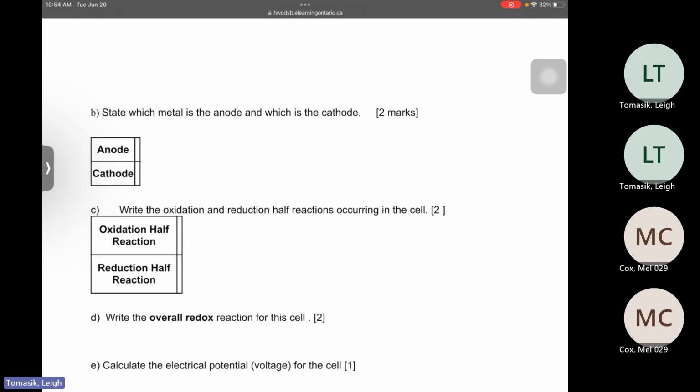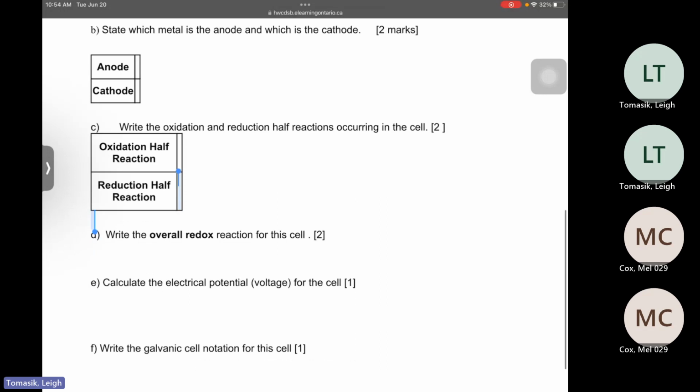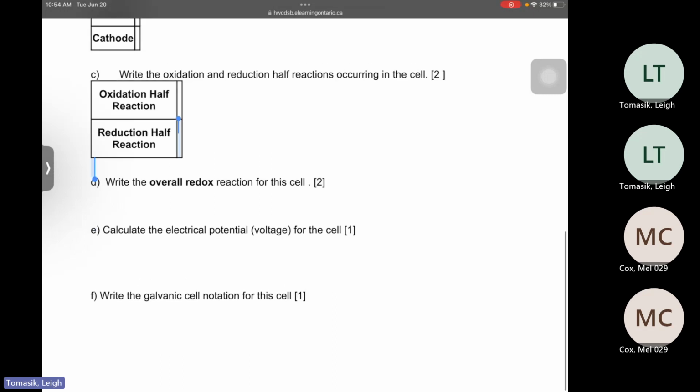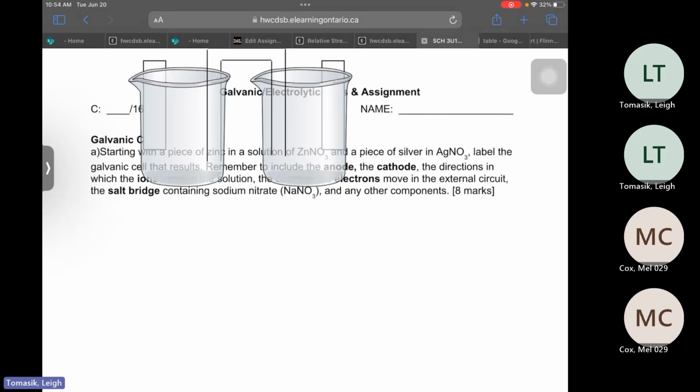You're going to state which metal is the anode and which is the cathode. You're going to write the half reactions. You're going to write the overall redox reaction for the cell. You're going to calculate the cell potential, and you're going to try to write the galvanic cell notation for this cell, right? So that's the one with the slashes or the pipes, where you're going to have to write that notation, okay? So that's your assignment. It's very, very, very easy. I will upload a PDF too, just in case you want to do this on your computer and you don't want the picture in a stupid place.